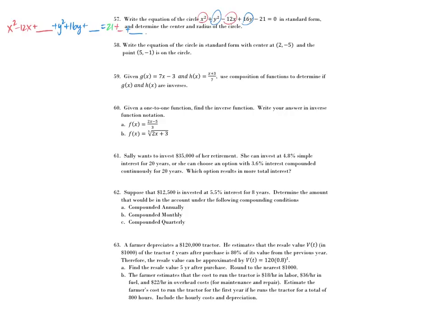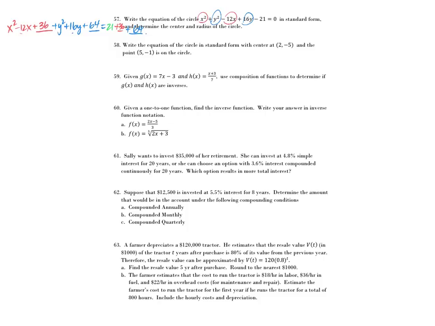Okay, so let's see what needs to go in those blanks here. So for this, I want to do negative 12 divided by 2 is negative 6. And when I square that, I'm adding 36. So I'll add that to both sides. And then for the y, I have 16 here. So 16 over 2 is 8. 8 squared is 64. And we'll add that to both sides.